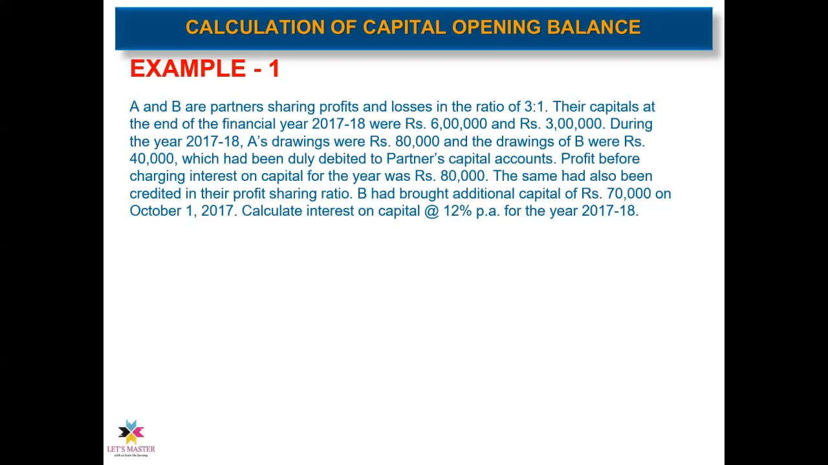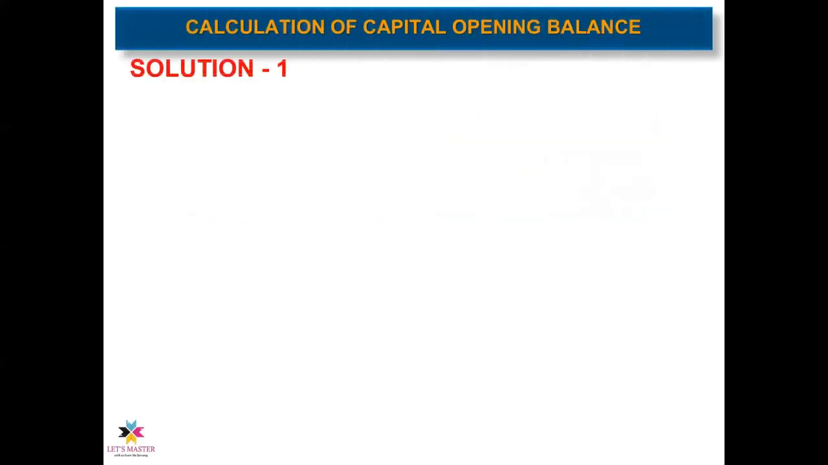B has brought an additional capital of rupees 70,000 on October 1st, 2017. And now we need to calculate the interest on capital at the rate of 12% per annum for the year 2017-18. So for this, we will have to first calculate the opening balance of capital, and how we are going to do that.